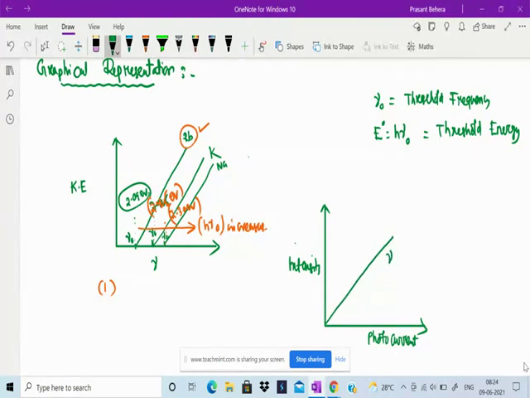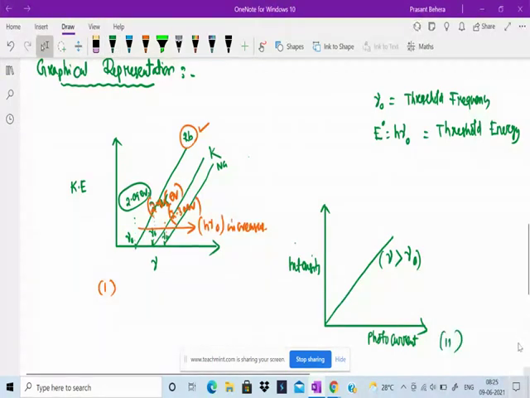Provided that nu is greater than nu naught, otherwise no photocurrent will be produced. If nu is less than nu naught, no photocurrent is produced. As intensity increases, photocurrent also increases. Directly proportional, provided that nu is greater than nu naught. This is the condition. Then this is graph 2.